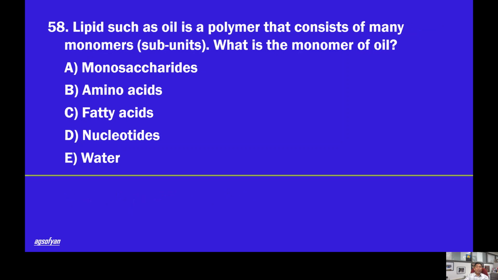58. Lipid, such as oil, is a polymer that consists of many monomers or subunits. What is the monomer of oil? A. Monosaccharides, B. Amino acids, C. Fatty acids, D. Nucleotides, E. Water. Choose your answer. Yes, the monomer for lipids is called fatty acids. So fatty acids will combine together to make lipids.